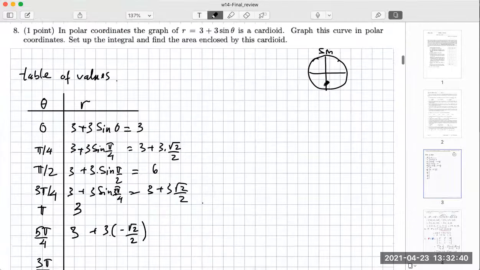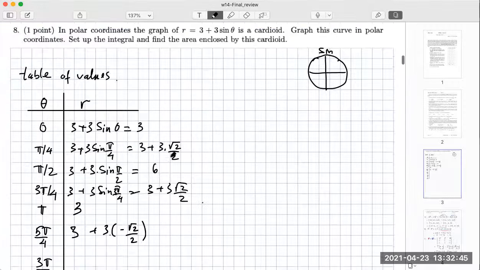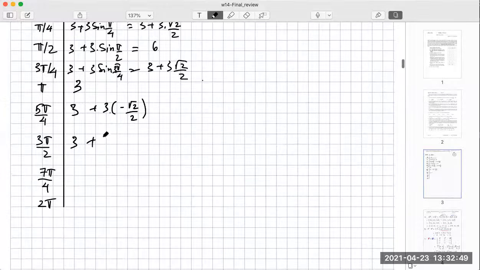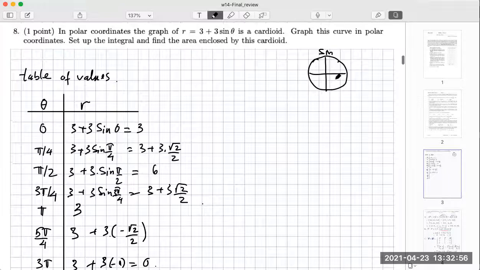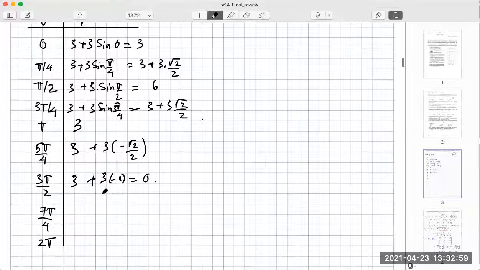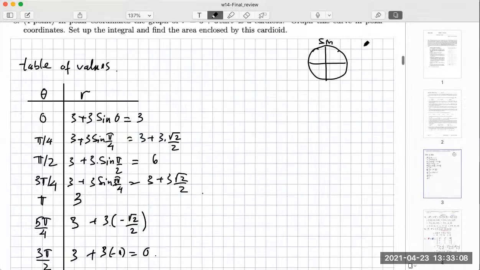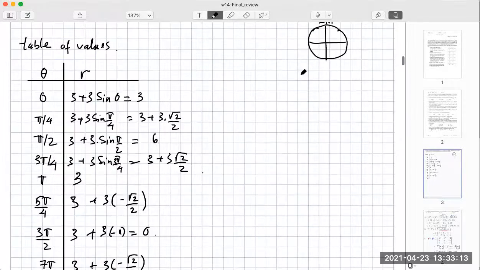And 3 pi over 2, it would be this guy, negative 1. 3 plus 3 times negative 1, it would be 0, right? 7 pi over 4, it will be negative square root of 2 over 2. Again, it would be 3 plus 3 times negative square root of 2 over 2 right here. At 2 pi, sine would be 0. Then it becomes 3.